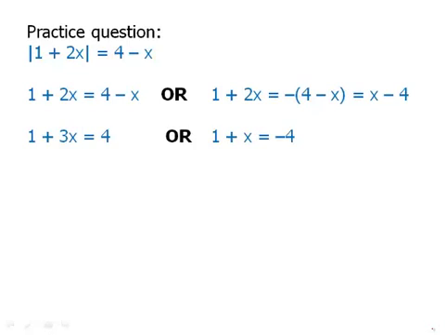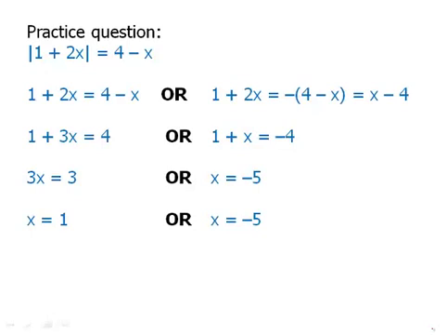So the first thing we're going to do is get all the x's on one side in each equation, then subtract the 1 and isolate the x, and then divide, and we get the solutions x equals 1 and x equals negative 5. Now we're not done here.